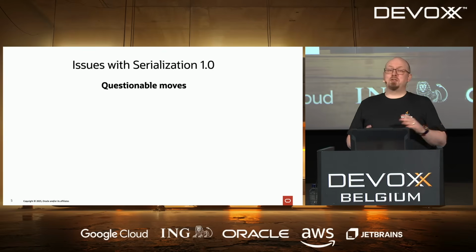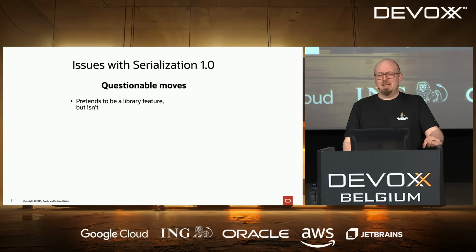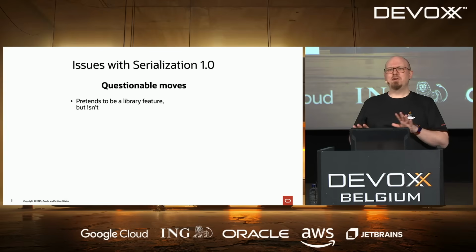So I won't delve too deep into this, but I think it's important to try to keep a bit of a tab on what kind of issues that we ran into. So some of the questionable moves were, it sort of pretends to be a library feature, but it isn't, because it isn't implemented in the library. I mean, transient is a language keyword, so it's sort of a language and library feature, but also it's not necessarily implemented strictly in the library either, because it sort of circumvents a bunch of things that we'll discuss later. So it's a weird kind of feature that you can't necessarily place anywhere.